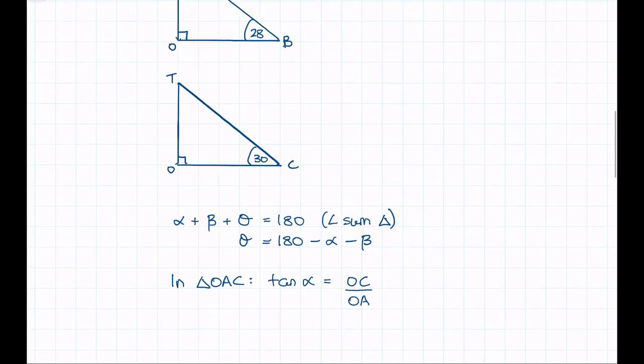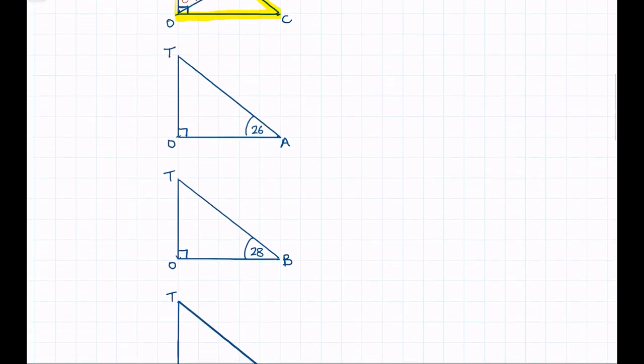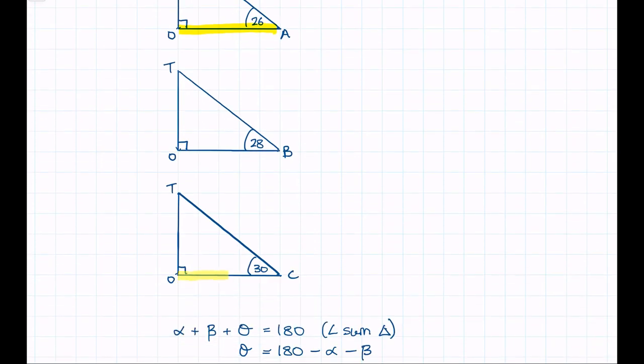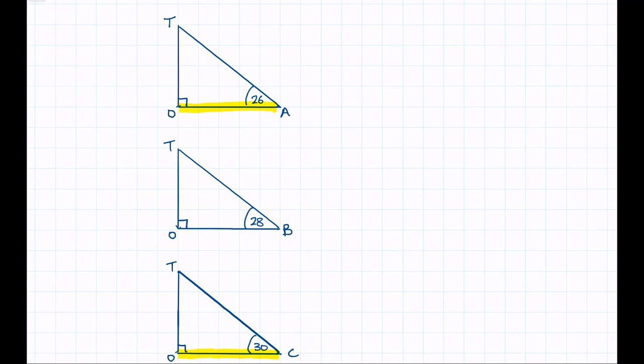So to find OC and OA, I think it will be helpful to use our other triangles, because in those triangles we have OA and we have OC. And given they're right-angled triangles, we can also use the trigonometric ratio. So let's begin here. We can say that the tan of 26 is equal to opposite, OT, over adjacent, OA. And so if I use the rules of equations, I can rearrange this to say OA is equal to OT over tan 26. Hopefully you see what I've done there. I've essentially multiplied both sides by OA and then divided both sides by tan 26 to make OA the subject. So there I have OA.